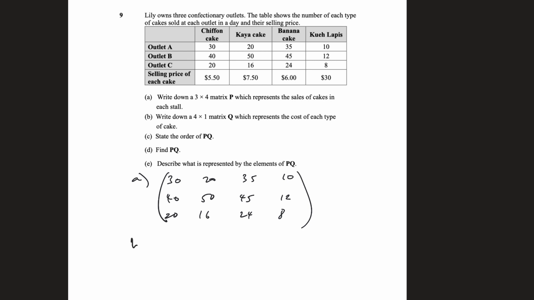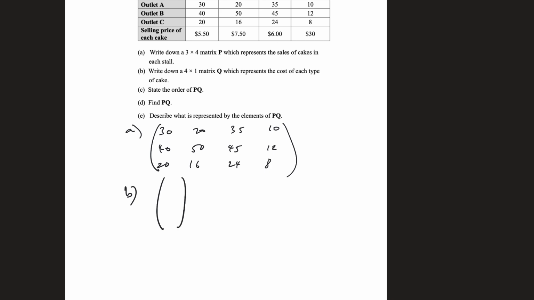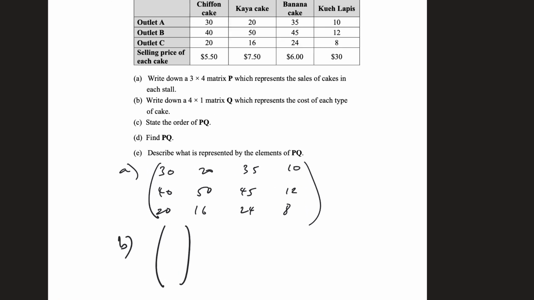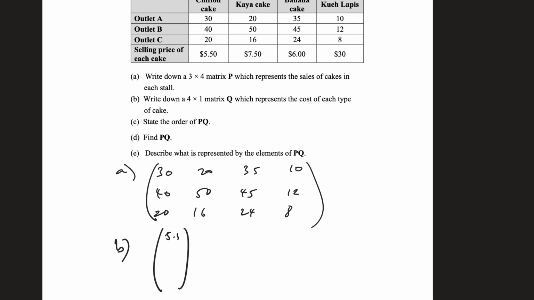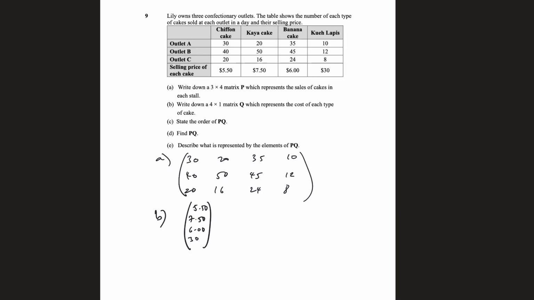Alright. B, write down a 4 by 1 matrix that represents the cost of each type of cake. So that's over here, the cost of each type of cake. It's 4 by 1, so it's going to be 4 rows in 1 column. So let's follow that: 5.5, 7.50, 6.00, 30. Okay, so this is P, and this is Q.